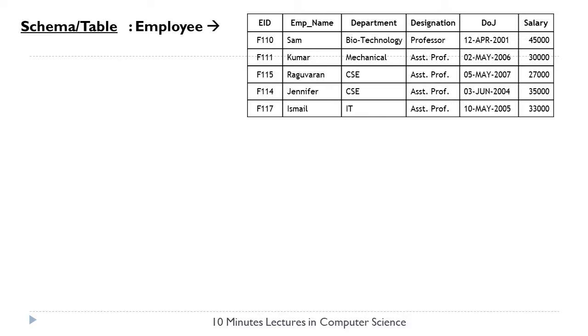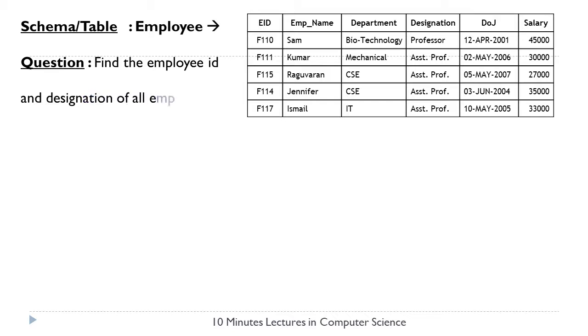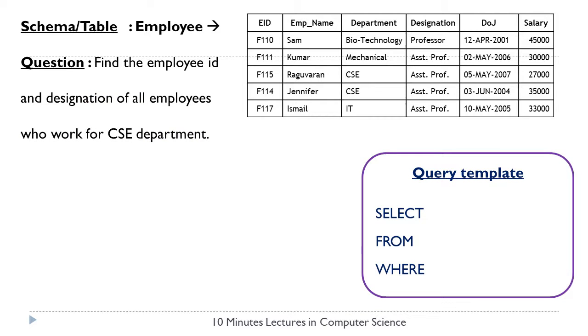Consider the table employee and the question to find the ID and designation of CSE department employees. Before writing the query, we need to understand the given requirement. At first, we need to identify the information, like what to display, where to look for the data, and the conditions to filter the data. Once you understand, it is simply a matter of filling a query template.